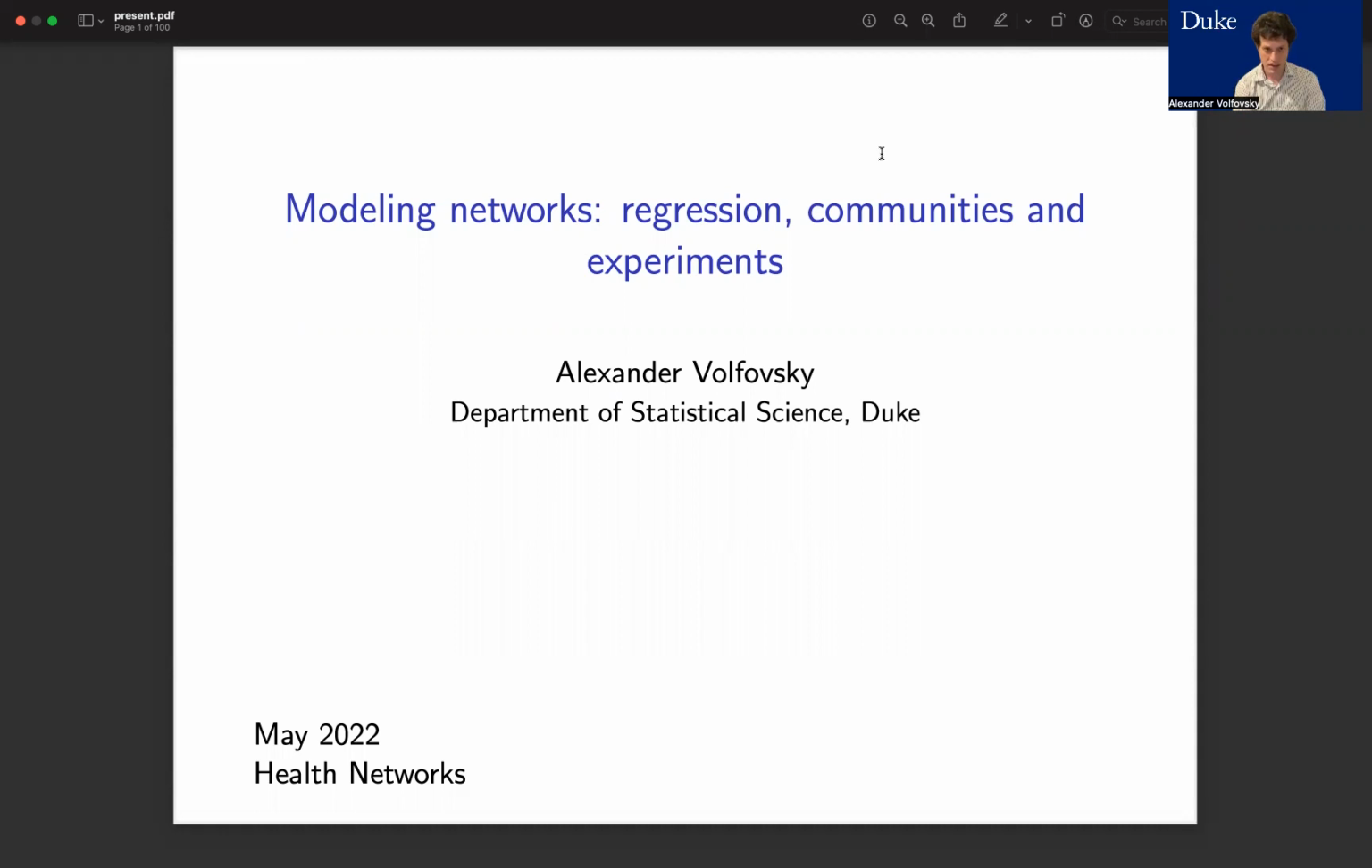And I'll be talking a little bit today about different network models and where you can leverage some community structure, either to improve the way that you do link prediction or improve the way in which you run experiments.